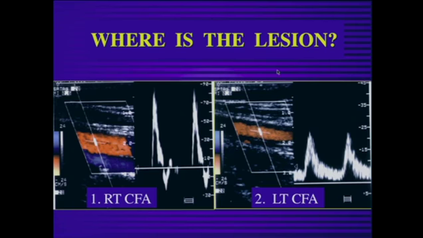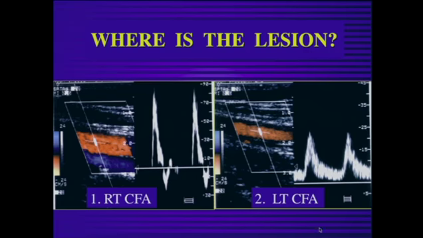As we look at the waveforms, we can see a normal triphasic waveform on the right. The peak systolic velocity is approximately 90 centimeters per second. So clearly there's no evidence of a lesion on the right side. And we notice that there's a rapid systolic upstroke, which indicates that the inflow should be fine, and there's relatively high resistance, which lets you know that there's probably good distal perfusion.